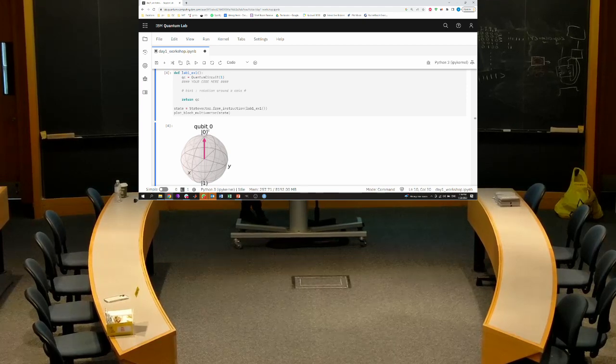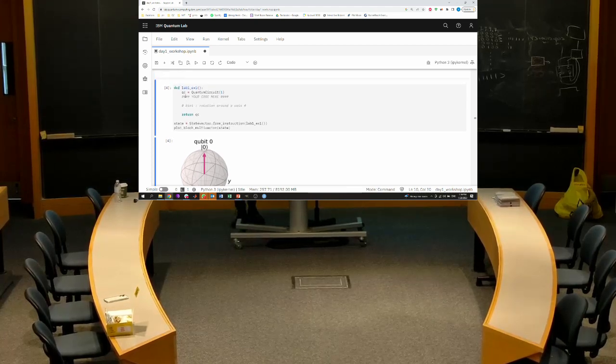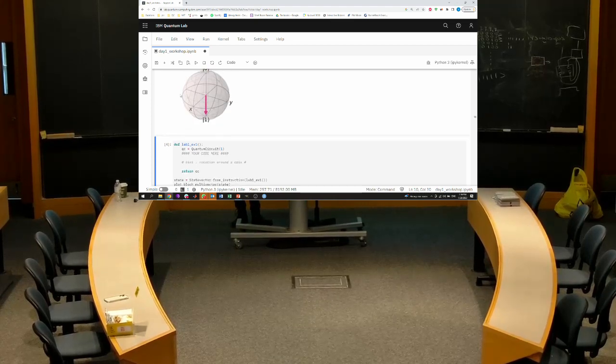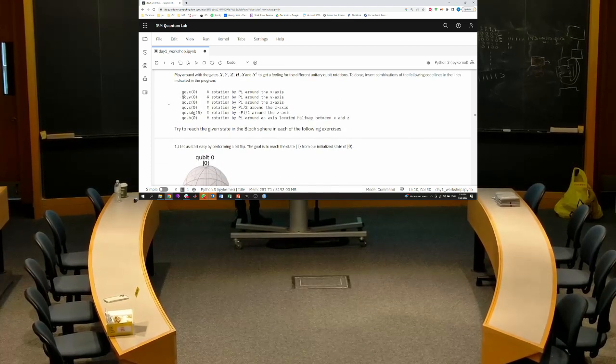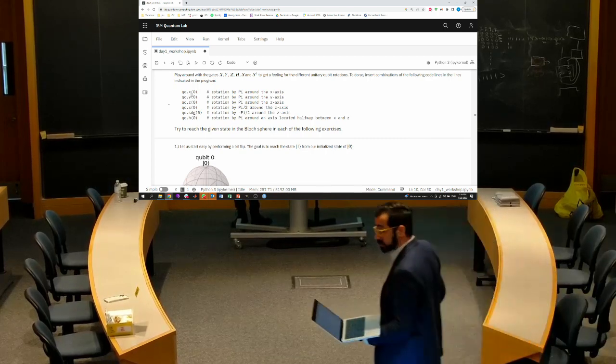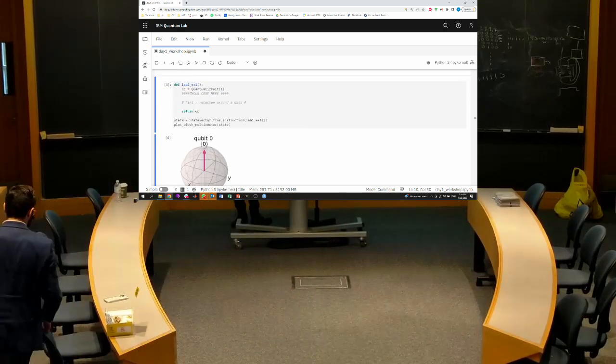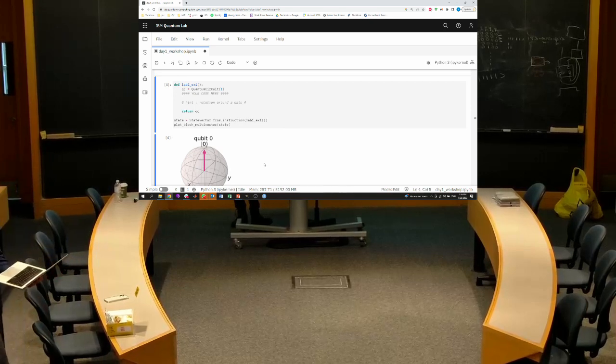Now I want to turn 0 to 1. Who remembers from class what operator I need to use to turn 0 to 1 and 1 to 0? Exactly. The X, correct. The X gate operates as a bit flip, turns 0 to 1 and 1 to 0. Okay, so how do we actually do it? We have the syntax here, right? So let's use it.